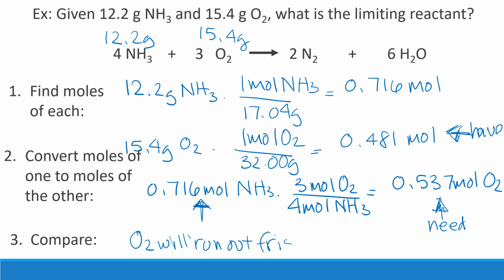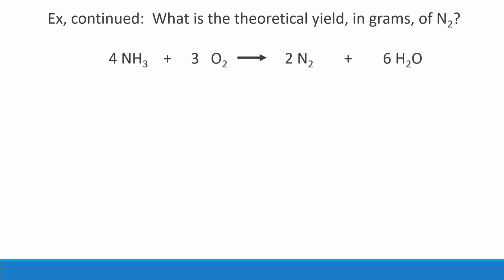So that tells me that the O2 will run out first. Oops, first. I can't spell. Let's try that again. F-I-R-S-T. So if the O2 runs out first, that means that O2 is the limiting reactant. Right, so we're going through our processes and thinking about what the numbers mean. Now, once I've identified oxygen as the limiting reactant, I know that ammonia is the excess reactant.